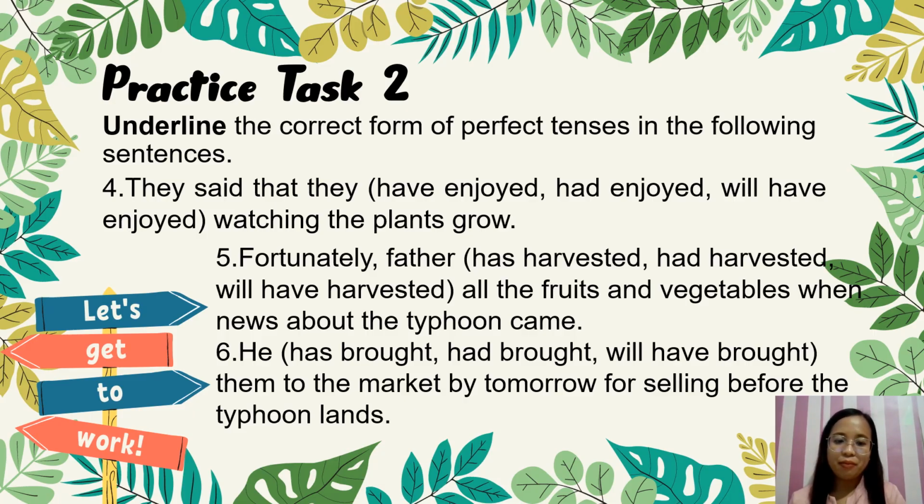Number 5 pala. Fortunately, the father has harvested, had harvested, will have harvested all the fruits and vegetables when news about the typhoon came. Number 6. He has brought, had brought, will have brought them to the market by tomorrow for selling before the typhoon lands. Next po.